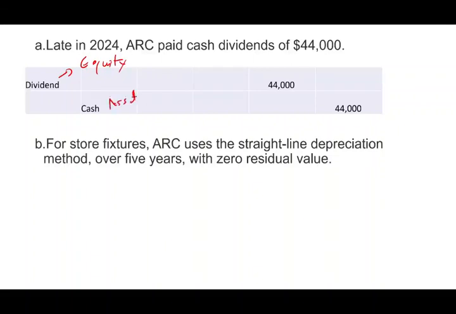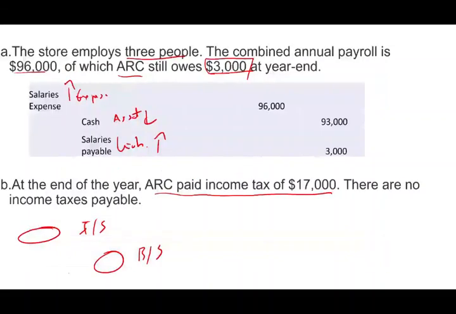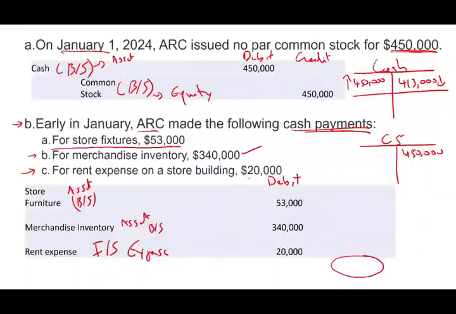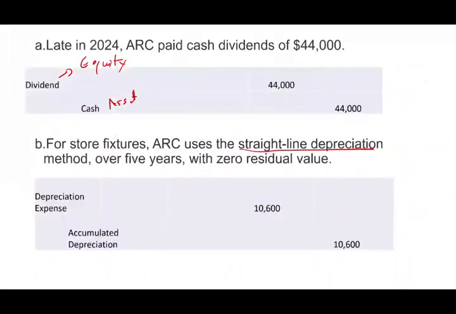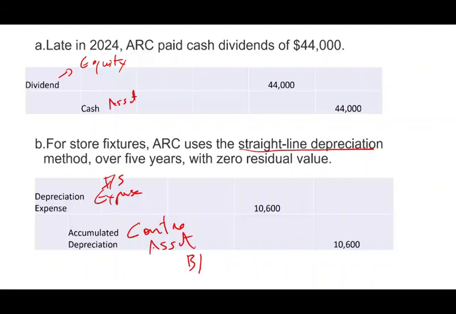Cash is an asset. For store fixtures, ARC uses the straight line depreciation method over 5 years with zero salvage value. Now we have to know how much we paid for the office furniture. Let's go back and find out. We paid $53,000 for the office furniture. It's going to be depreciated over 5 years, so each year, if my math is right, is $10,600. So I debit depreciation expense, which is an expense account that goes on the income statement, and credit accumulated depreciation, which is a contra asset account that goes on the balance sheet.